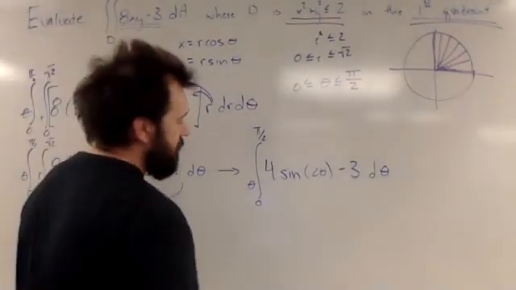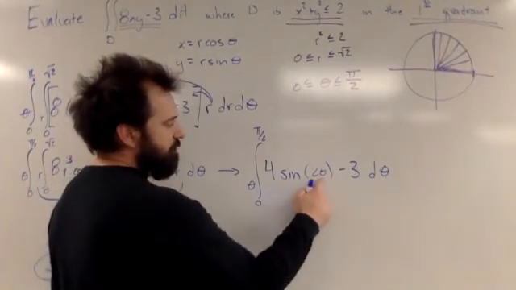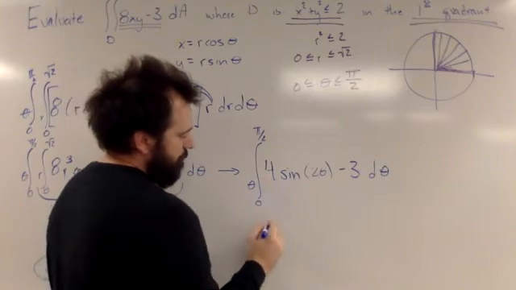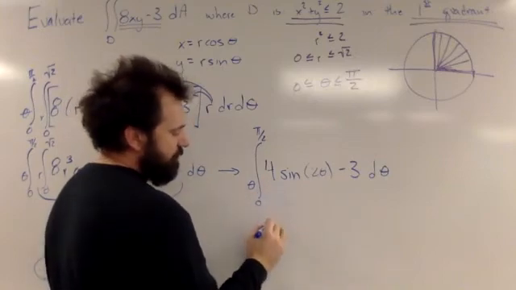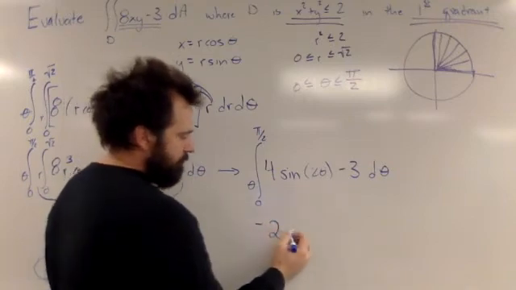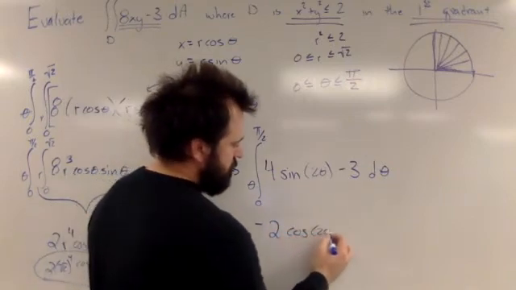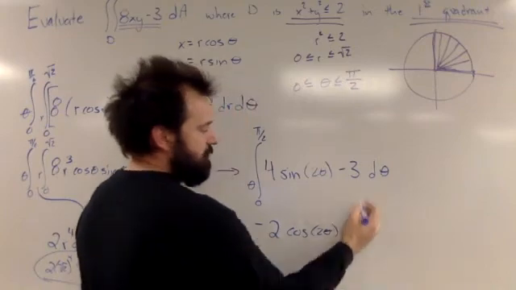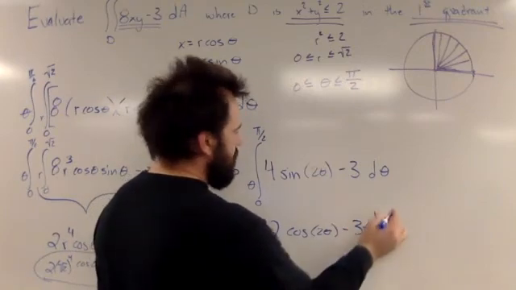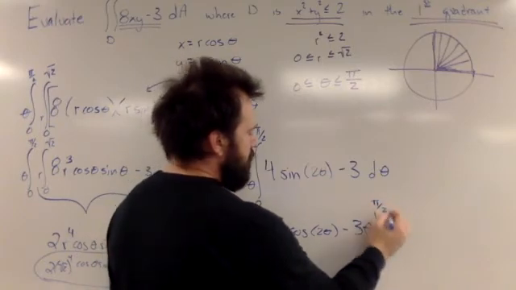So here, the antiderivative now is going to give me a 1/2. So that's 1/2 times 4 gives me a 2. The antiderivative of sine gives me a negative cosine. Minus, and this is going to be 3 times theta. I want to evaluate this from 0 to pi over 2.